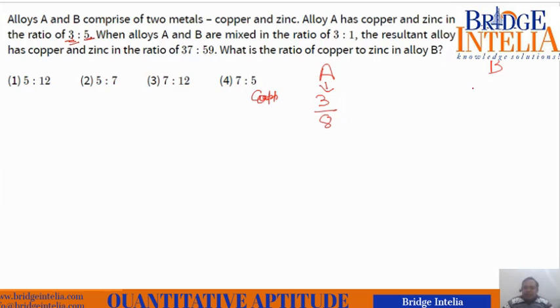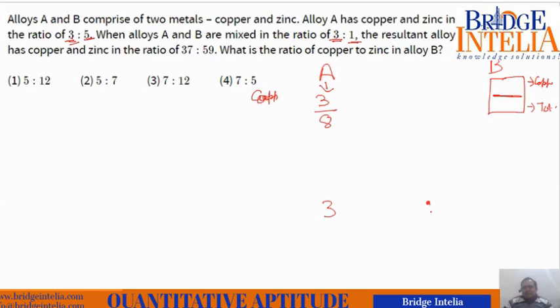We have no idea about alloy B. We have no idea what this ratio is. Copper out of total: this represents copper, this represents total. We have no idea what this ratio is. But we know that these are mixed in the ratio 3:1.